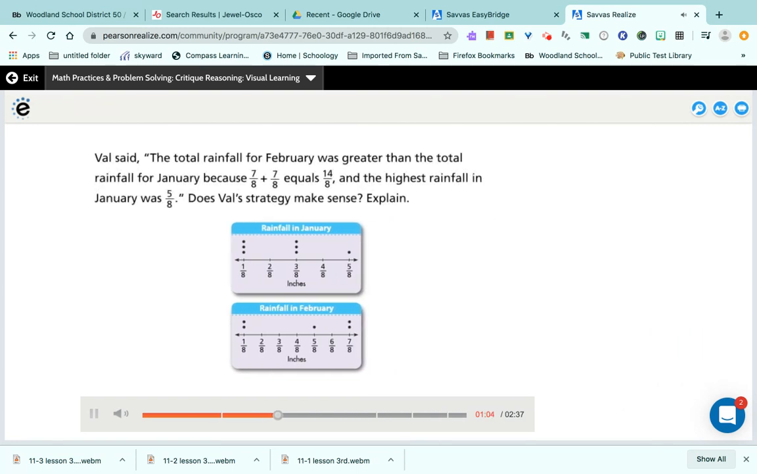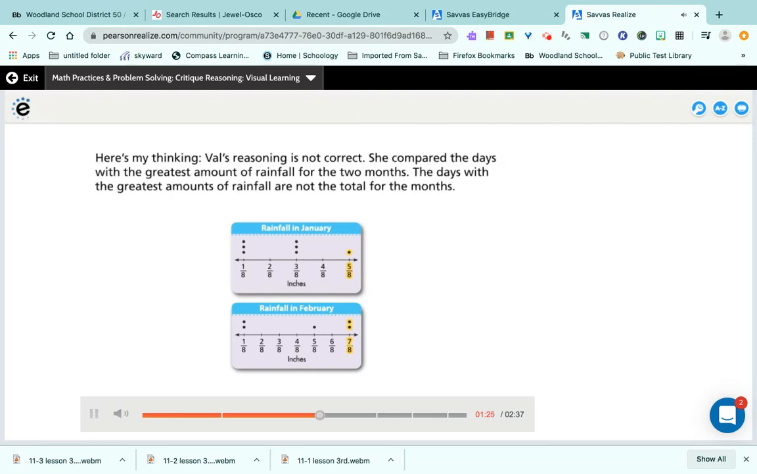Val said the total rainfall for February was greater than the total rainfall for January because 7/8 plus 7/8 equals 14/8, and the highest rainfall in January was 5/8. Does Val's strategy make sense? Explain. Here's my thinking. Val's reasoning is not correct. She compared the days with the greatest amount of rainfall for the 2 months.